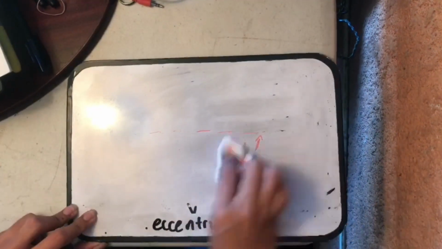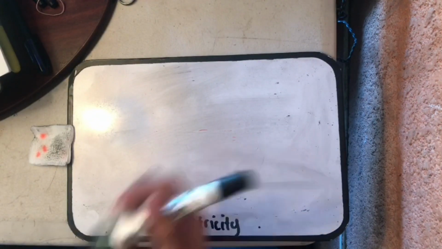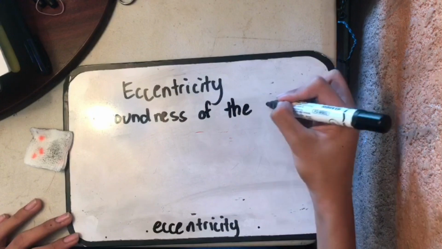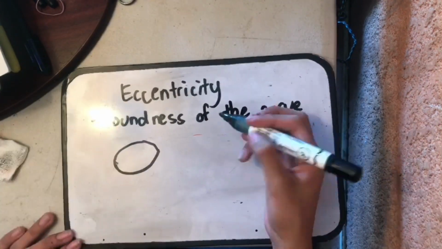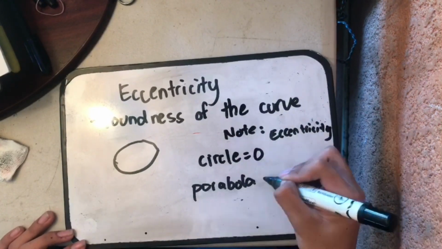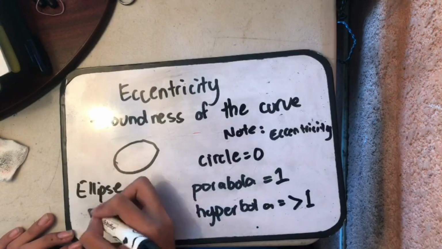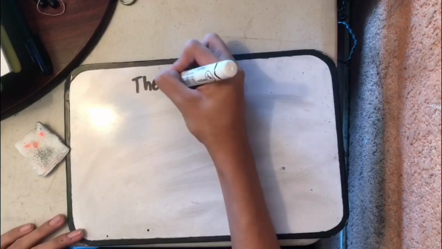And lastly, we will now discuss the eccentricity. Eccentricity is the roundness of the curve. Always remember that the circle has 0 eccentricity, parabola is equal to 1, hyperbola is greater than 1, and ellipse is less than 1.